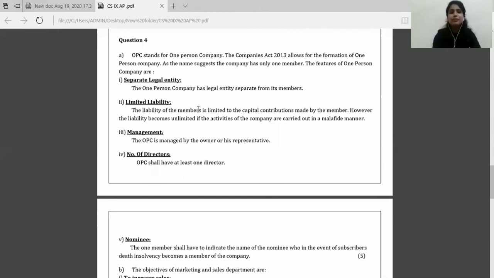For example, now, OPC stands for One Person Company. The Companies Act of 2013 allows for the formation of one person company. Now, as the name suggests, the company has only one member. The features of one person company are, the statement always has to be there, right? And then you will write your 5 features.